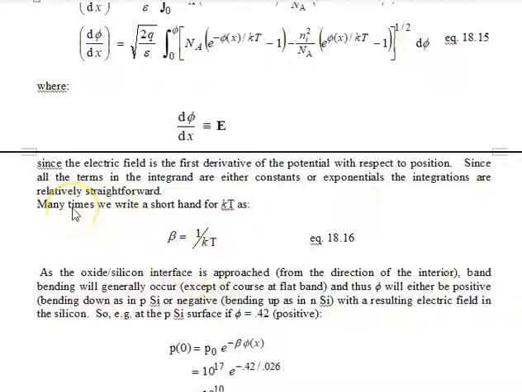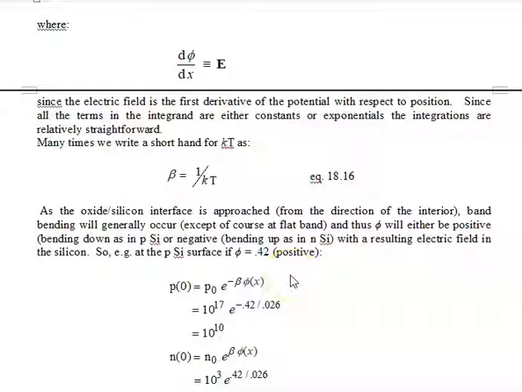Okay, so many times you write beta. Actually, beta is really q over kT. I'll write it over kT. You can put the q in or not, again, as you wish. It's not terribly important.